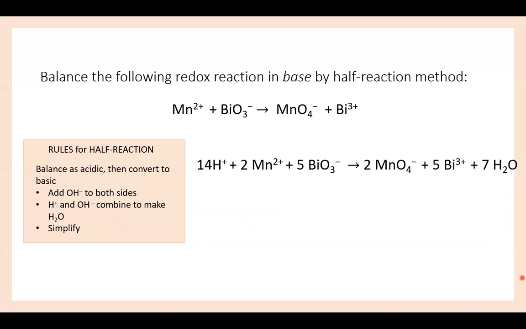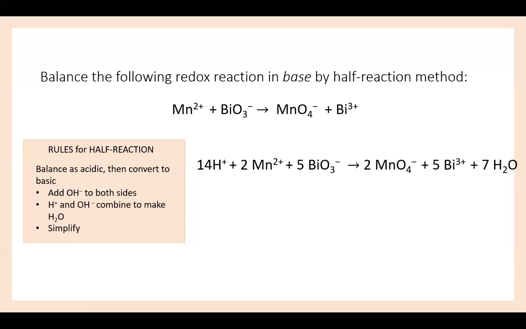If we were to look at this reaction and balance it in base, what we could do is follow the rules and balance it as if it were acidic, and then convert it to basic conditions. So we take that same balanced equation that we had previously, and to convert it to base, we're going to add hydroxide to both sides of the equation.